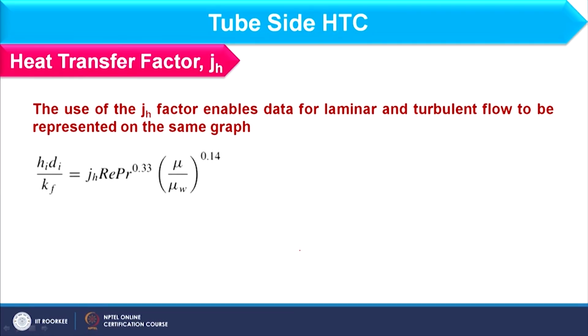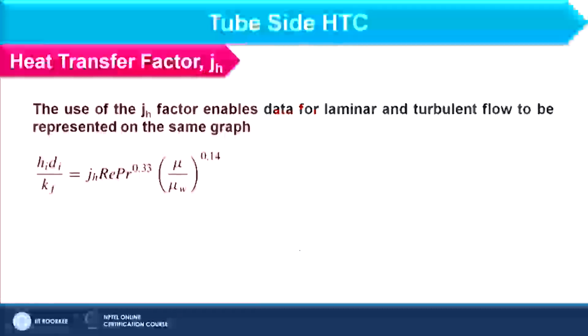So, what have we seen till now? Depending upon the Reynolds number, we can use different expressions to calculate the tube side heat transfer coefficient. Apart from this, I have one general expression also, which you can use to calculate the heat transfer coefficient irrespective of the type of flow. Otherwise, you have to calculate the Reynolds number, find out the region, and accordingly choose the equation.